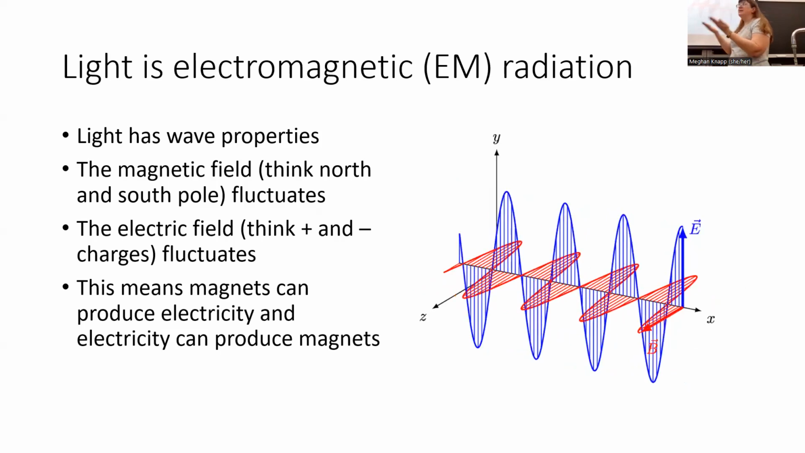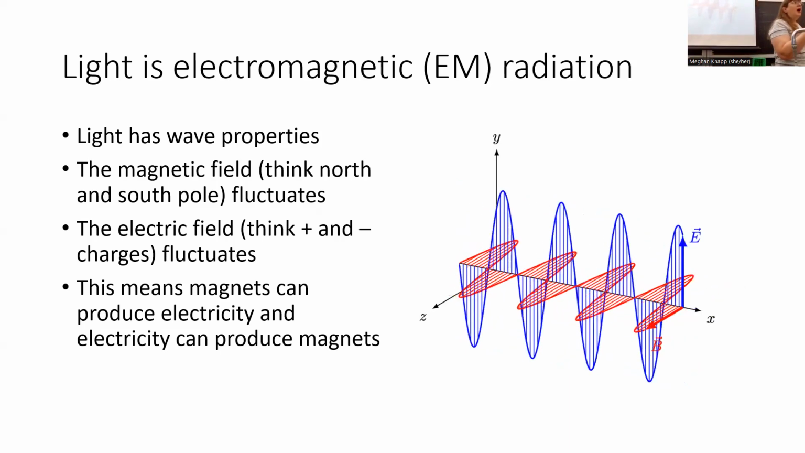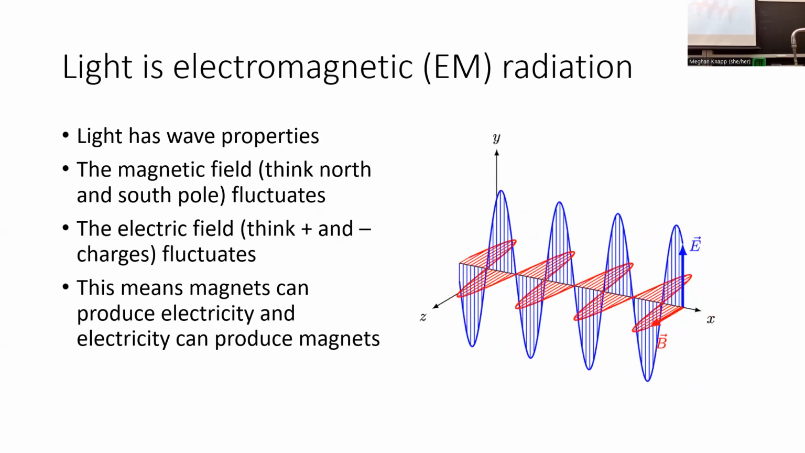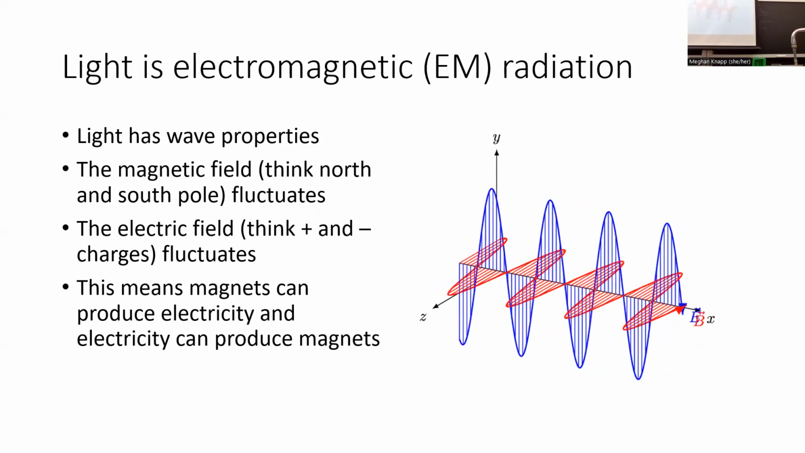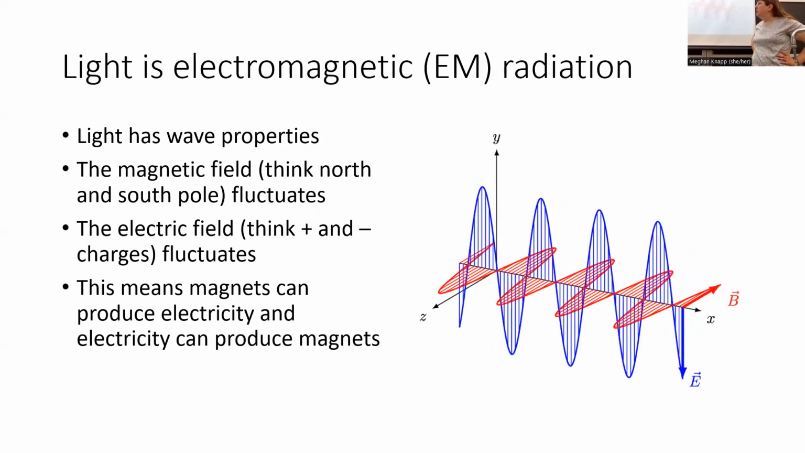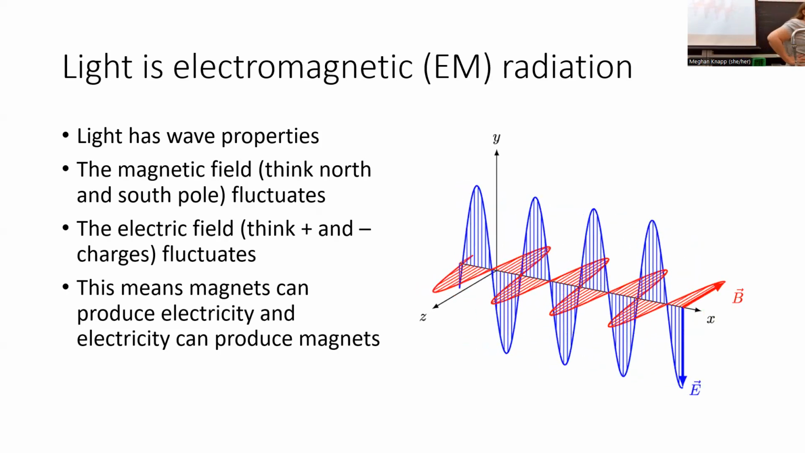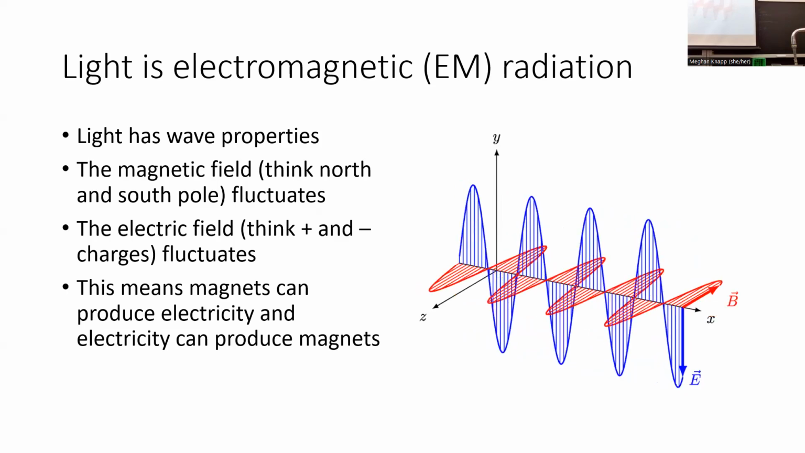So light is these fields going back and forth, constantly changing. So I don't have just a proton there. I have something that is changing from positive to negative billions of times per second. And it's also affecting magnetism. So light has those wave properties, can go up and down. It has a magnetic field. That's this red thing. And it has an electric field. And that means that I can produce electricity with a magnet, and I can produce magnetism with electricity.